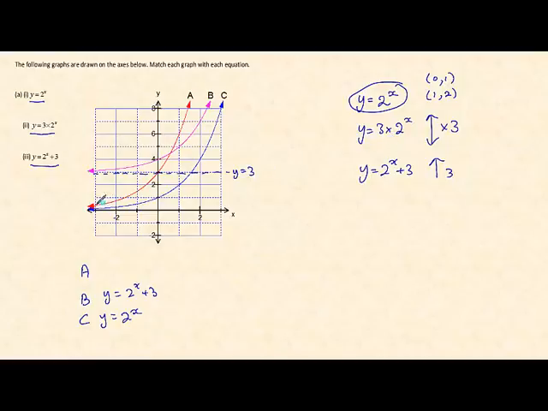3 times 2 to the x would still asymptote to the negative x-axis, and the intercept here at 1 multiplied by 3 is 3, giving us a y-intercept at 3. So that's correct. This one here is 3 times 2 to the x.